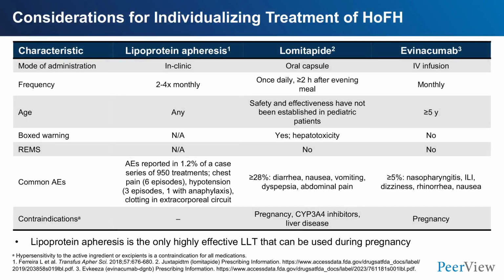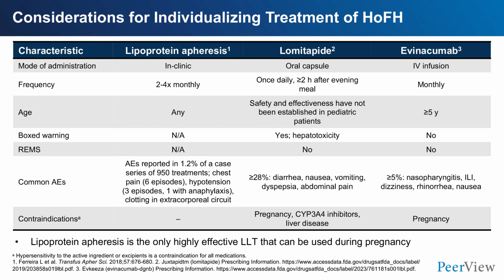Okay, individualizing treatment of the HoFH patients. Let's look at different therapies, lipoprotein apheresis, lomitapide, and evinacumab. Now, for lipoprotein apheresis, you need an outpatient clinic. Lomitapide is the oral version. Evinacumab, as I mentioned, is a once a month infusion. Frequency is for lipid apheresis 2 to 4 times monthly, more often 2 times monthly, once daily for lomitapide, every 2 hours after evening, and I mentioned once a month. Any age, well, for apheresis, you have to be about 5 years of age and a certain weight before you can start it.